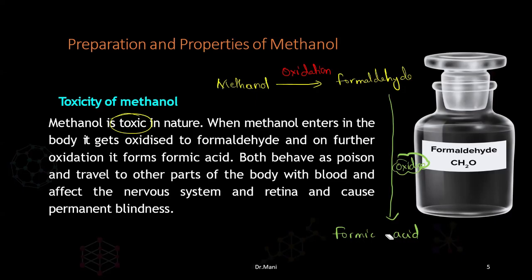Both formaldehyde and formic acid are poisonous, and they travel to different body parts through the blood. They also affect the nervous system and the retina of the eye, and cause permanent blindness. If you take a small quantity, it only causes damage to the eye, but if you take a large quantity, it will cause death.